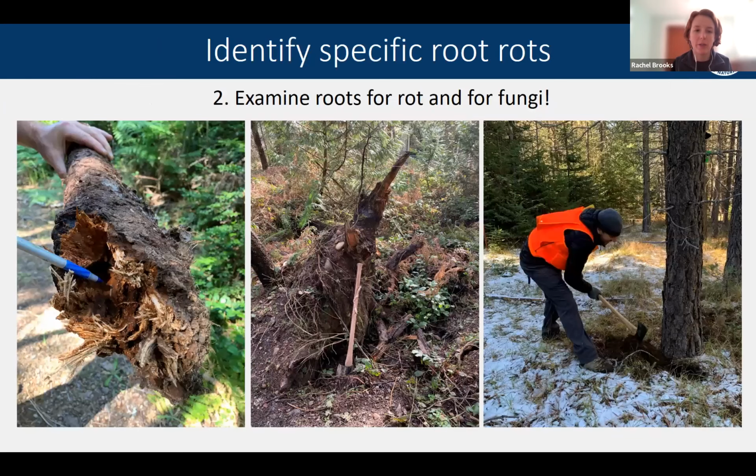The next thing we want to do, after looking at what trees are being killed, is examine the roots for rot and for fungi. And this is the most fun part. This is where you get dirty and have a lot of fun looking around and exploring and really getting to know your property. What we're trying to do is look for slight differences in the rot itself, and also see if we can find any fungi growing on the rotted roots of these trees.